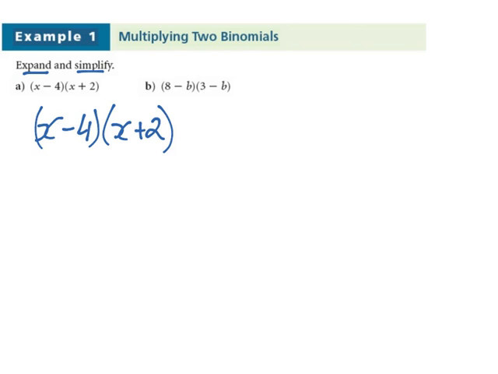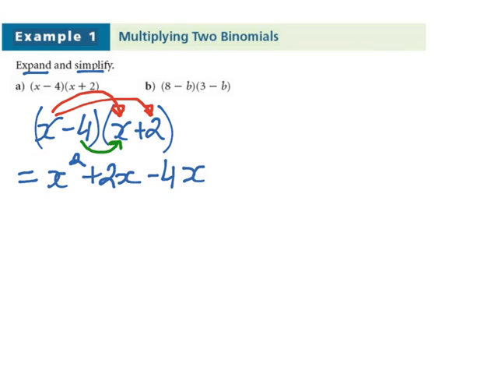What we are going to do is distribute in this manner. We're going to multiply the x with the x first. When we do that, we get x squared. Then we're going to multiply the x with the second term in the second bracket. It's 2 times x is 2x. And then we're going to multiply the negative 4 with the x, following the arrows. We'll get negative 4x.